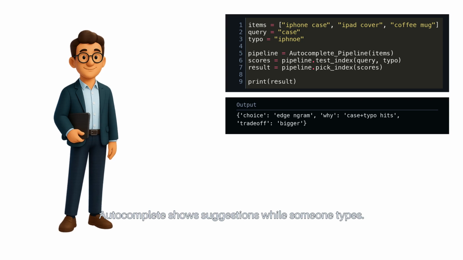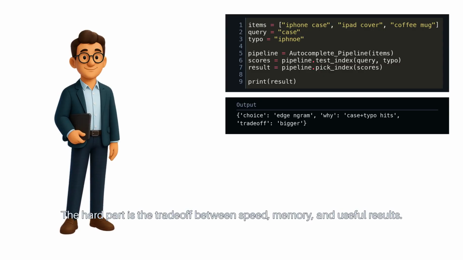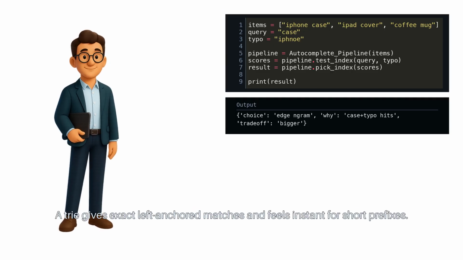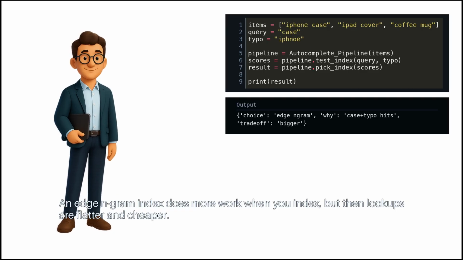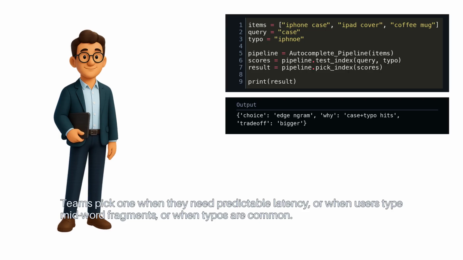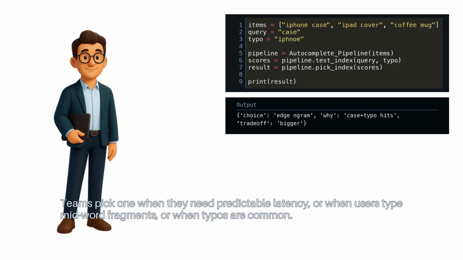Autocomplete shows suggestions while someone types. The hard part is the trade-off between speed, memory, and useful results. A trie gives exact left-anchored matches and feels instant for short prefixes. An edge n-gram index does more work when you index. But then, lookups are flatter and cheaper. Teams pick one when they need predictable latency, or when users type mid-word fragments, or when typos are common.